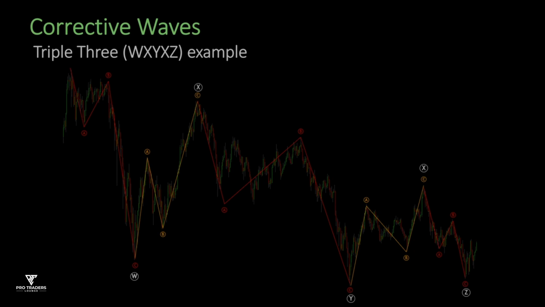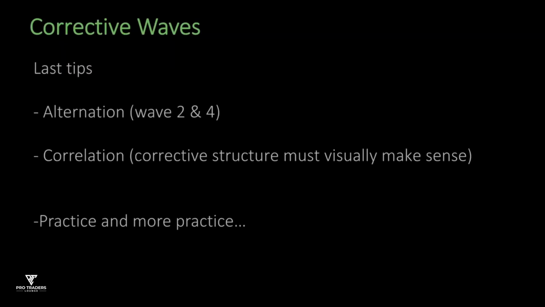You don't want, for example, W to take 3 days, then X wave to take 10 days, and then the Y wave to take 2 days again. They have to make somewhat of sense. That's what I mean with correlation. I hope that was clear.